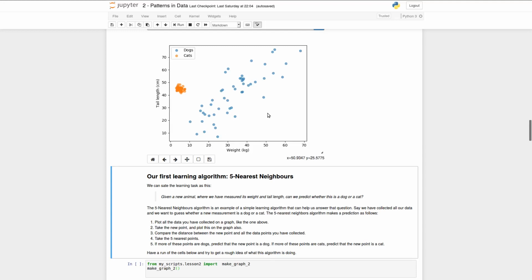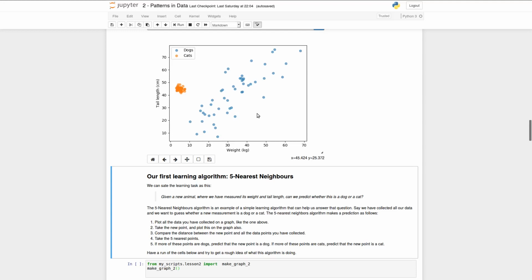You could think of sort of taking out a little ruler and putting it on your graph and measuring the distance from this new point to every single point, all of the dogs and all of the cats. And then we're going to basically find the 5 points that are closest to this new point. And if more of these points are dogs, so if more of them are blue, then we're going to say, okay, this point's probably a dog. And if more of them are orange, then we're going to say, okay, this new point is probably a cat. So that's the basic idea.